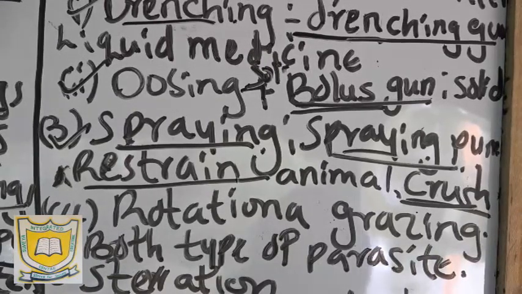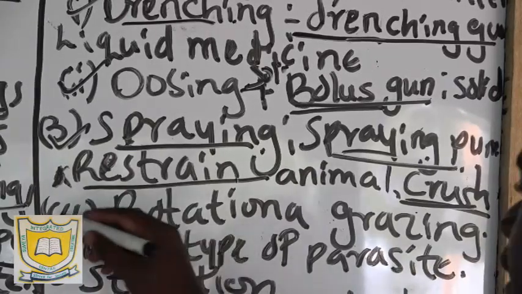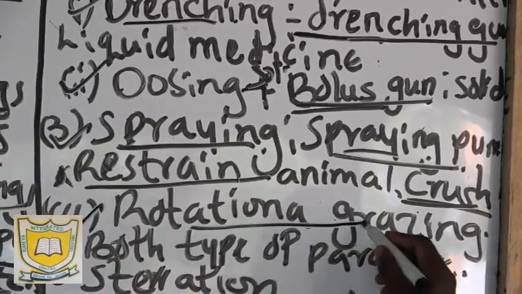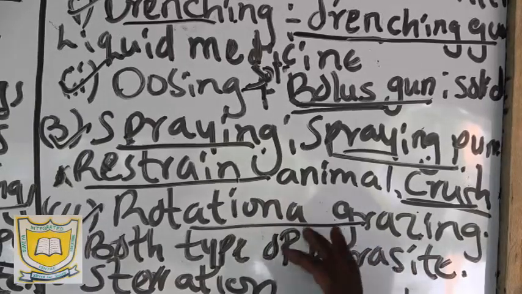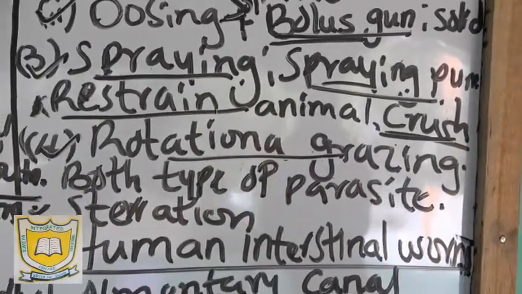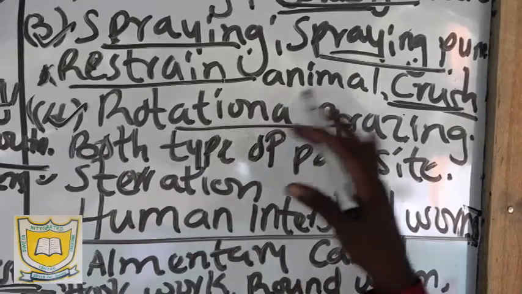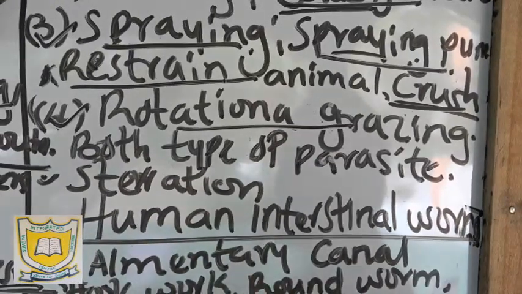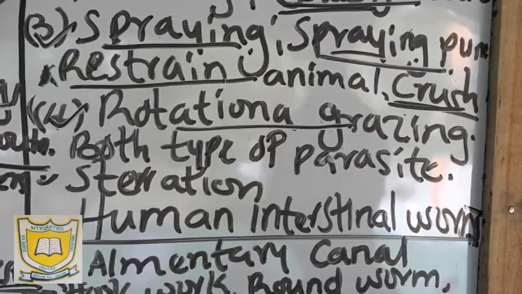This one prevents the animal from damaging the person that is carrying out that activity. Now, we have number four, rotational grazing. Very important and very useful when carrying out this control of parasites. Why? Number one, with this one, it controls both external and internal parasites.